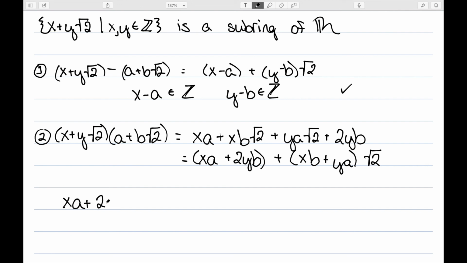x and a are integers, so xa is an integer. y and b are integers, so 2yb is an integer. And if I add two integers, I still have an integer. Similarly, we have that xb plus ya is an integer. So this is of the appropriate form, and this is a subring of the reals.